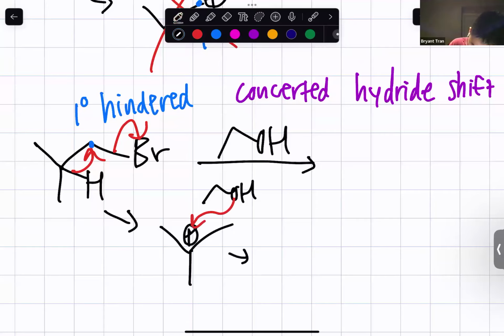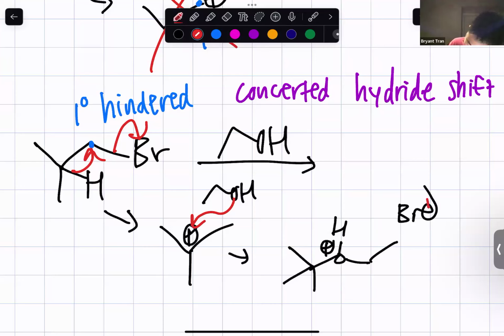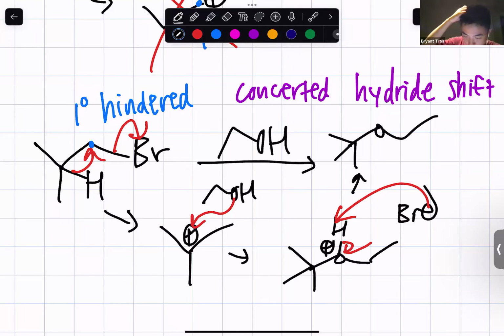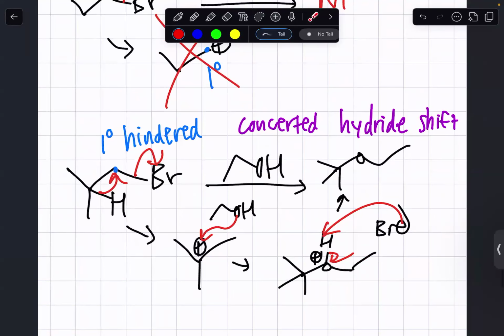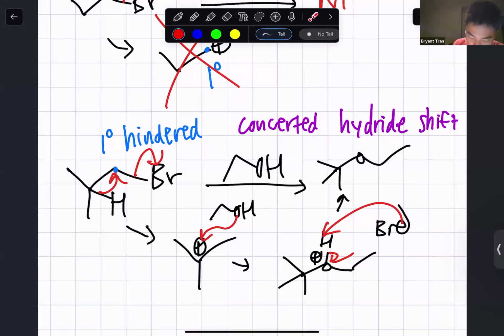Nucleophile attacks the electrophile. And then deprotonate to make it neutral. So it's going to happen like there's going to be a hydride shift, not a methyl shift here, right? Yep. There's going to be a concerted hydride shift here, not a concerted methyl shift.